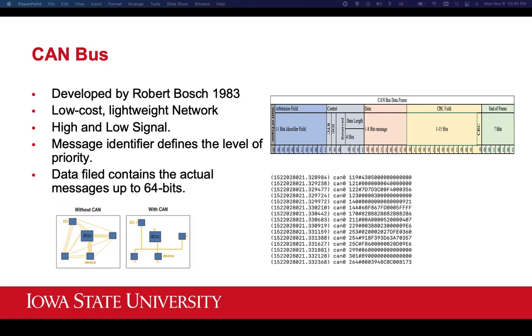The data frame consists of the arbitration or identifier field, which is 11 bits, but in extended CAN it's a 29-bit identifier field, followed by the control field, followed by the data field. At the bottom we have CAN data that was extracted from a vehicle using the CAN0 interface. On the left we have the timestamp in Unix, followed by the CAN interface, can0, followed by the ID, and then followed by the data.